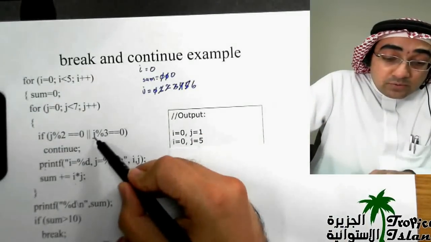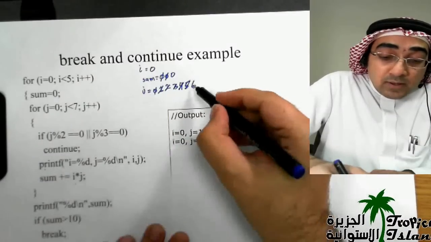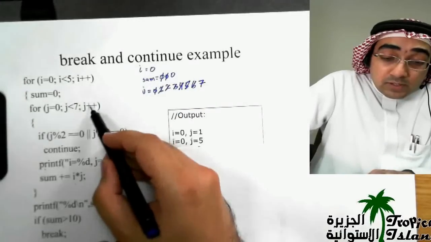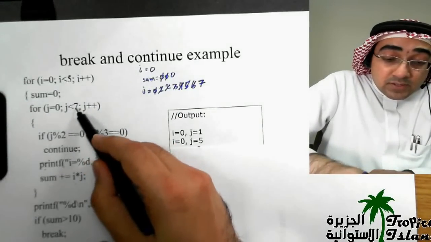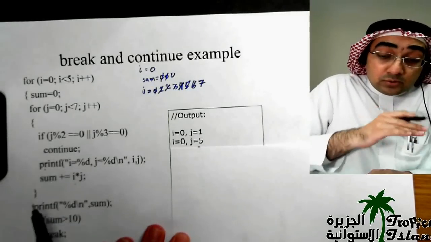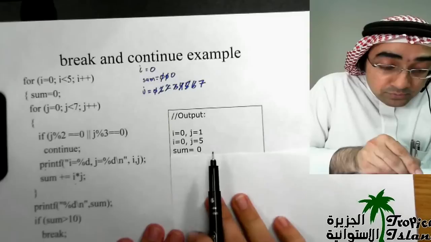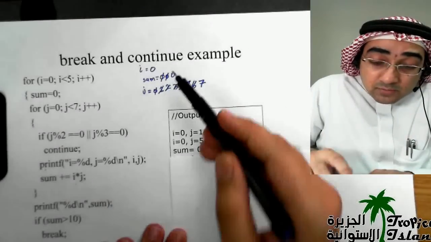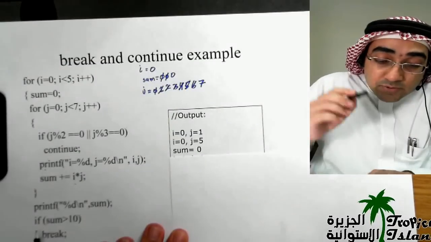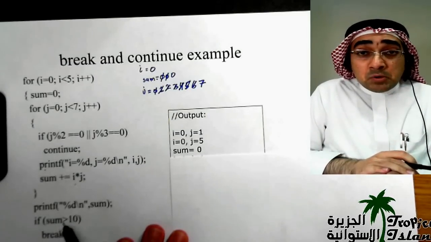When I do this as 6, this condition 6 modulus 3 becomes a 0. Then I continue, so I go over here in 7. When I come over here in 7, is 7 less than 7? No, so I jump out of my for loop. Okay, I jump out of the for loop of the j, and I do print %d the sum. So I'm going to be printing the sum which has the value 0 in it. Then I check, is sum greater than 10? No, it is not greater than 10.